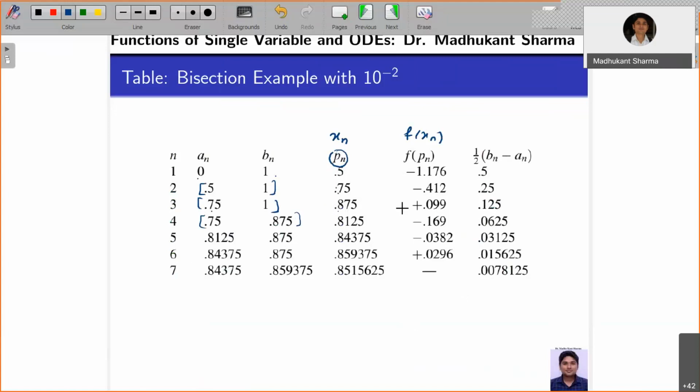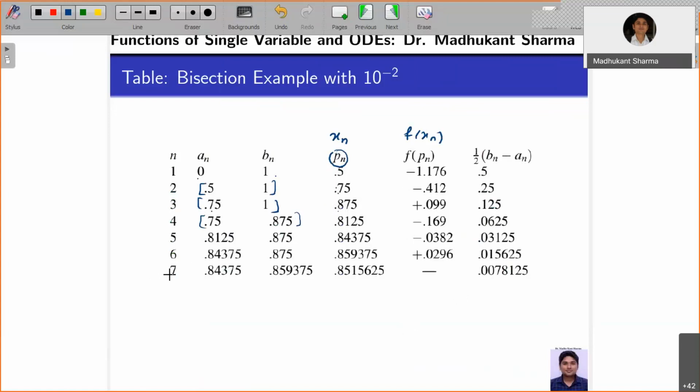So at each step you are supposed to check the sign of the value of the function at the midpoint of the interval, and then you proceed. This is a non-terminating process at present. So the question is, where do you stop?